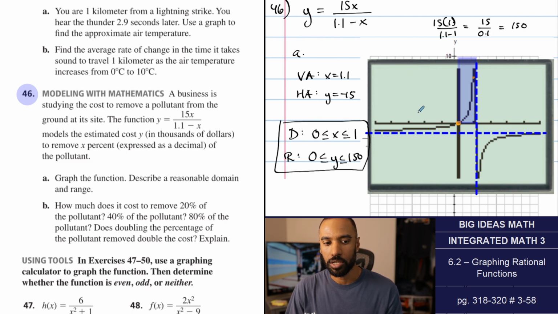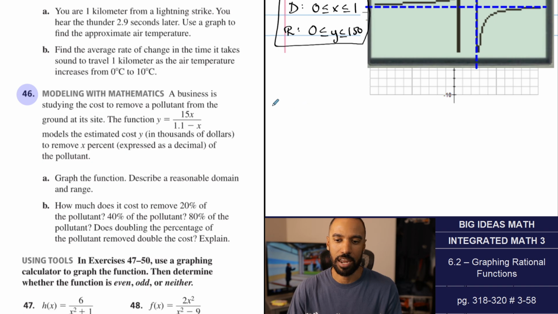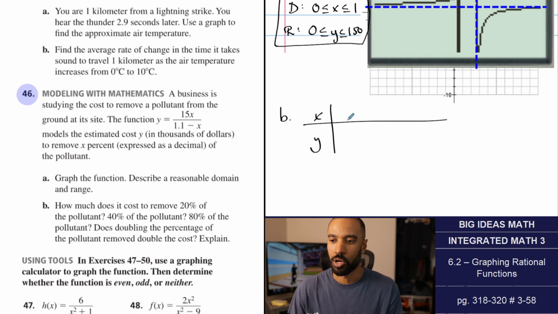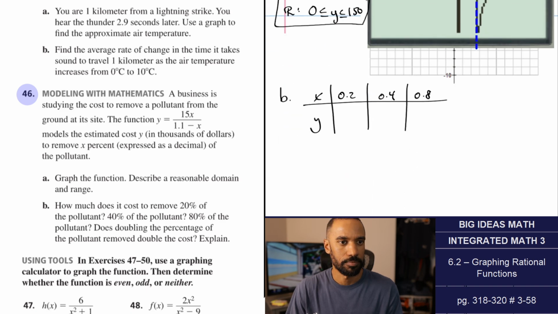Part B says, how much does it cost to remove 20% of the pollutant, 40%, 80%? Does doubling the percentage of the pollutant remove double the cost? Explain. So let's figure those ones out. This one is more of a table. Literally, we're substituting those values for x and getting values out for y. So substituting 0.2 for x, 0.4 for x, and 0.8 for x. Let's get those values. I'm going to use the table. So it's 15 times 0.2, etc. But 0.2, 0.4, and 0.8.